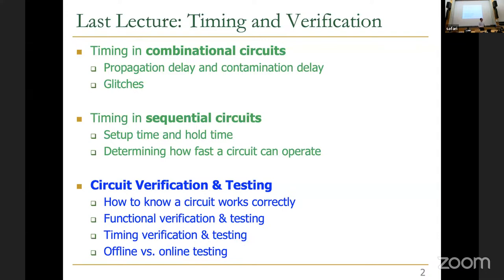So Mohammed Sader, who is a senior researcher in my group, took the timing and verification lecture. He covered timing in combinational circuits and sequential circuits. These are really important concepts because this is how you can decide the clock cycle time and how you can ensure that you can actually have a fast processor. And we will see the importance of clock cycle time on and on later in this course.